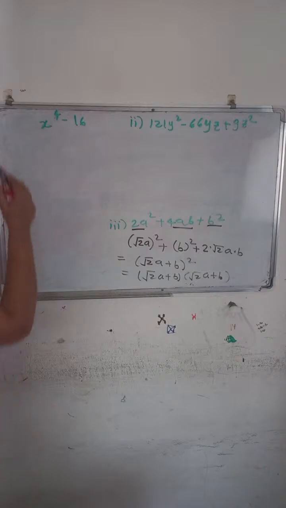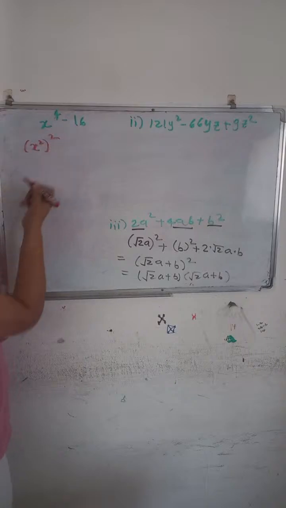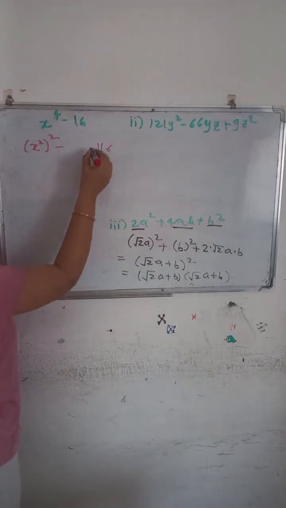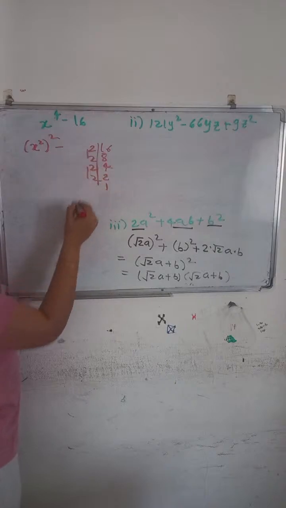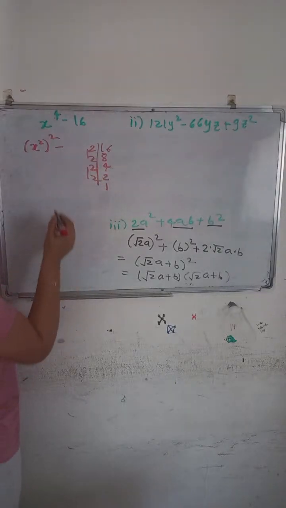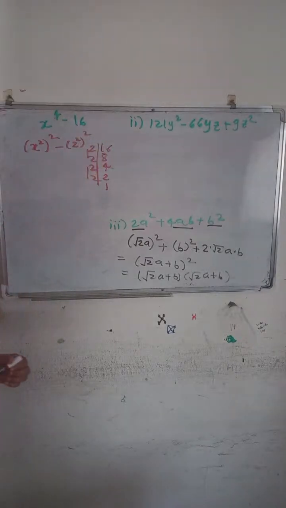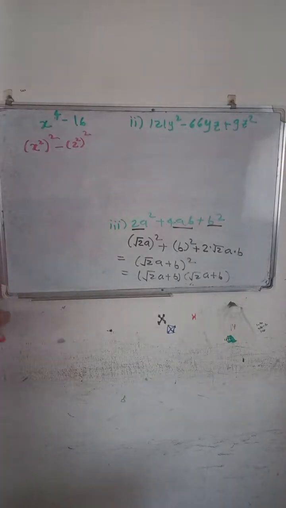This one, x raised to 4 minus 16. So I will write here x square whole bracket square, 2 into 2 is 4. Then 16, how can you write? You just do the prime factorization. So here 2 comes 4 times. So you can write it as 2 square raised to 2. So that is 2 raised to 4, which is equal to 16.